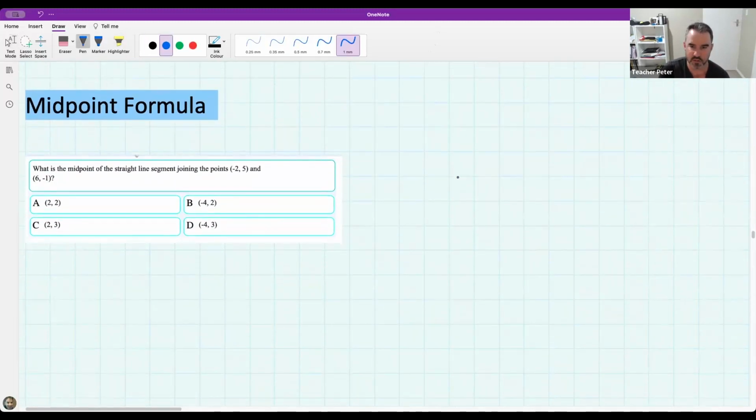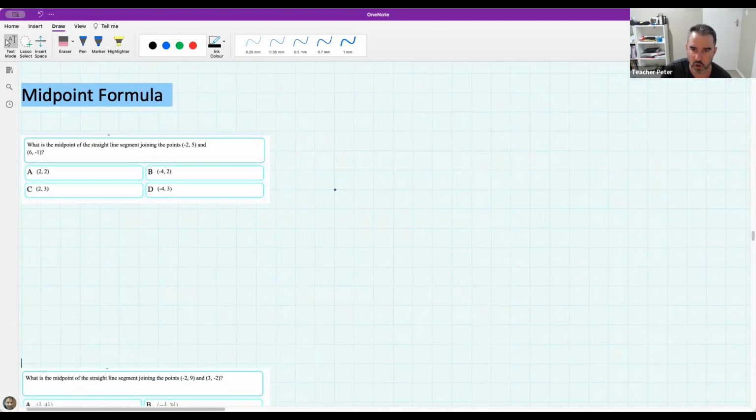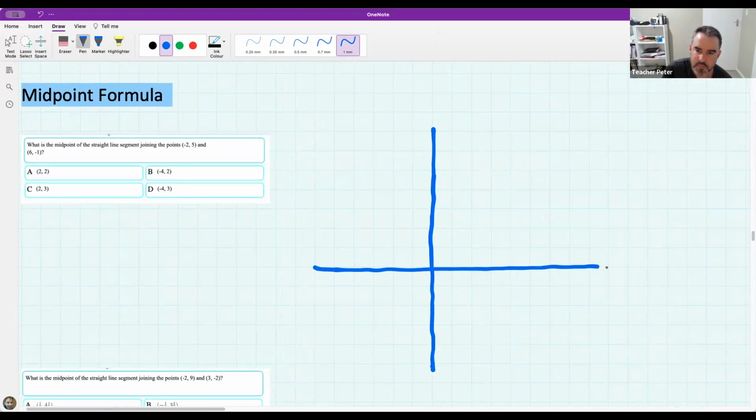So if I take this question, let me just draw a quick Cartesian plane to go with this. So here is a Cartesian plane. And the point minus 2, 5 would be 1, 2, 3. So that would be the point minus 2, 5. And the point 6, minus 1 would be 1. Let me choose a different color. 1, 2, 3, 4, 5, 6, and then down. So that would be the point over here. And let me even make them A and B, so life is easy to understand.